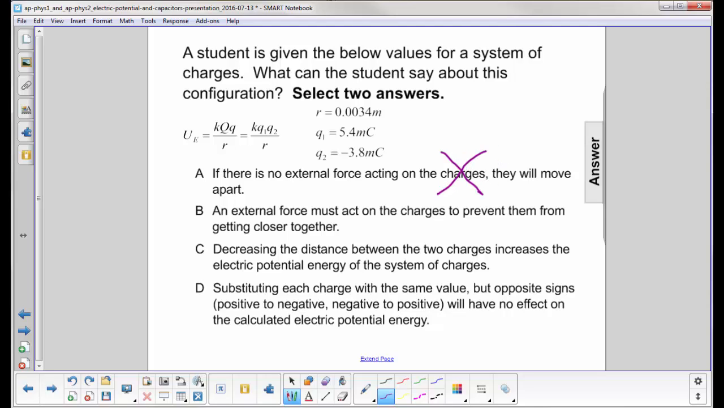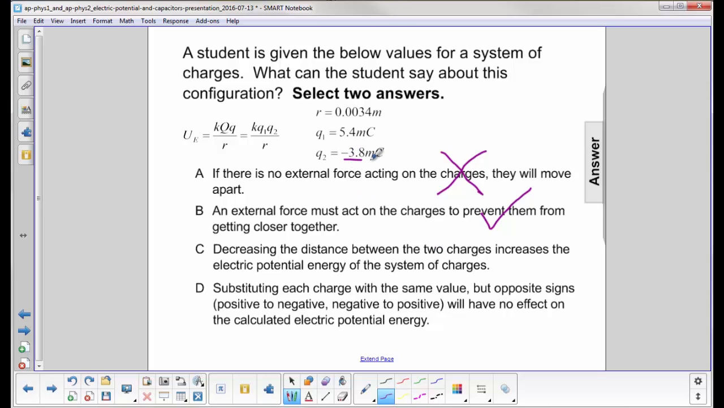An external force must act on the charges to prevent them from getting closer together. That's true. No external force, they will get closer to each other. Next one's a little tricky. Decreasing the distance between the two charges increases the electric potential energy of the system. Well, if you decrease R, the potential energy gets greater, okay?